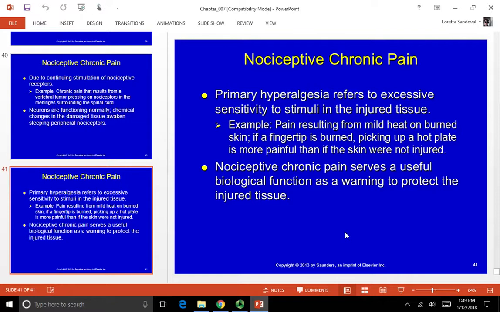So nociceptive chronic pain, you have continuous stimulus to nociceptors, so there is nociceptor stimulation going on, and it serves a useful biological function as a warning to protect the injured tissue.